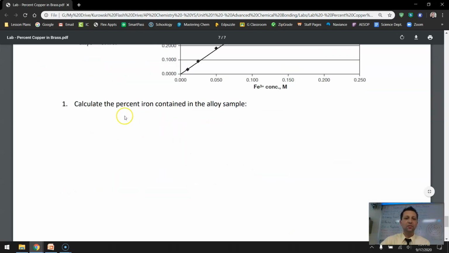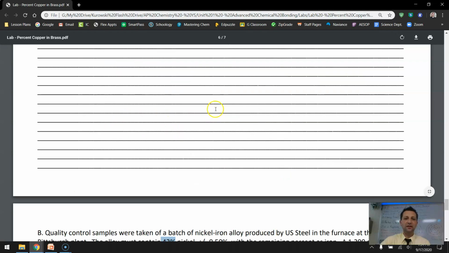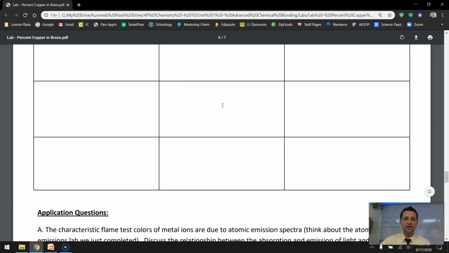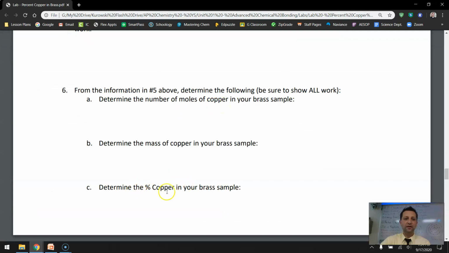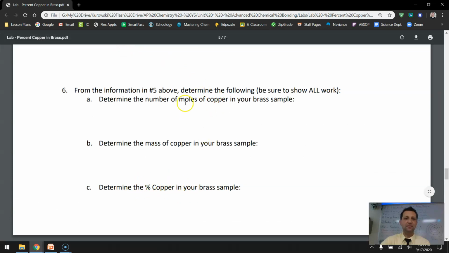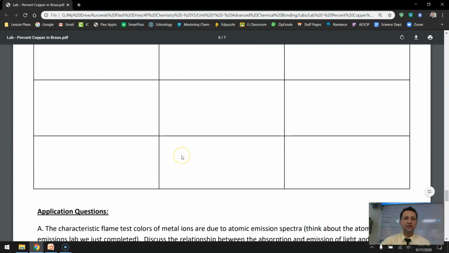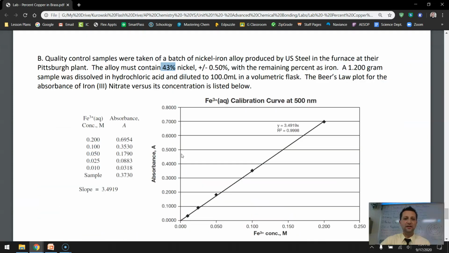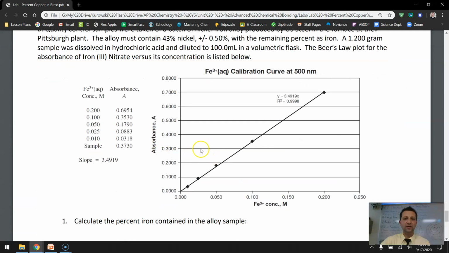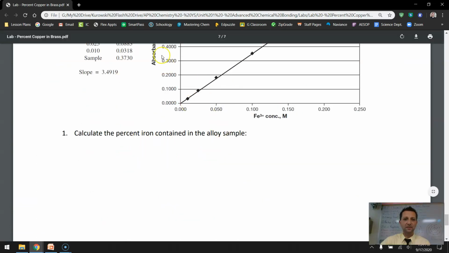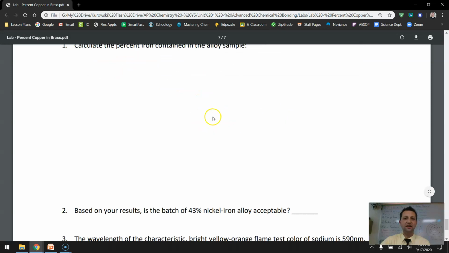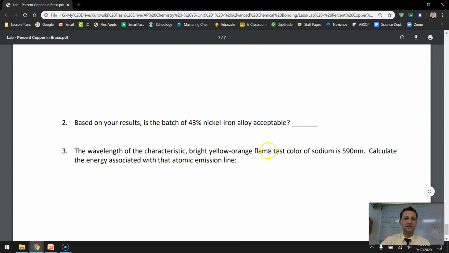So number 1 here, find the percent iron in the alloy sample, just like what you did up here. Find the percent copper in your brass sample. So 5 and 6 led you to that percent copper. You're going to do all that work with this other example. So you'll do the work from 5 and 6, but with the new set of data and best fit line here. Is it acceptable? And a wavelength question I referenced earlier.